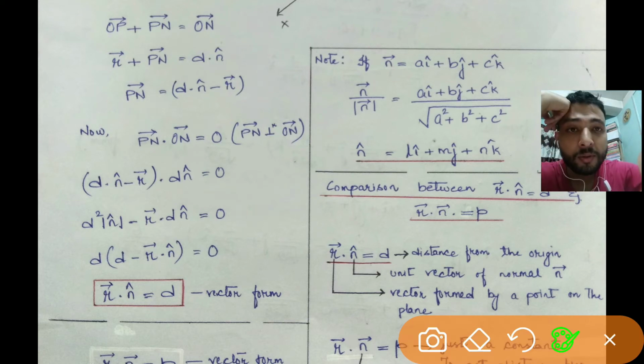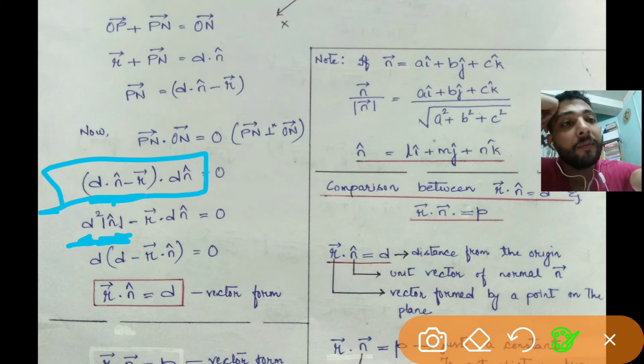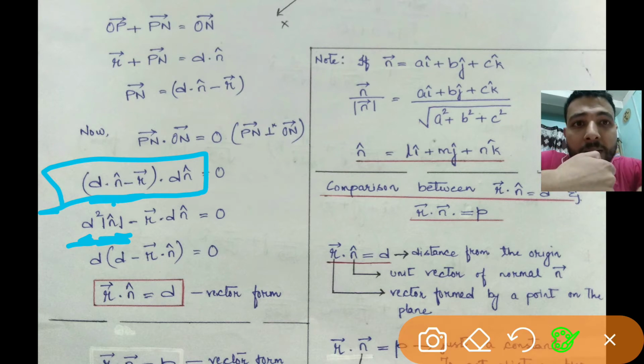So once you substitute their values, you can see when you look at this step, d into d will be d square, and n cap into n cap will be modulus of n cap. Okay, we have seen in vectors. Then minus r vector dot d n cap.